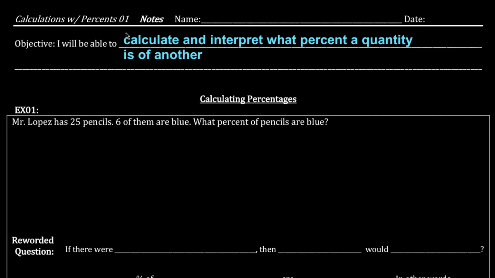In this lesson, we are going to calculate and interpret what percent a quantity is of another. So the main point is that we're going to calculate and interpret percent. Remember, percent means out of 100.